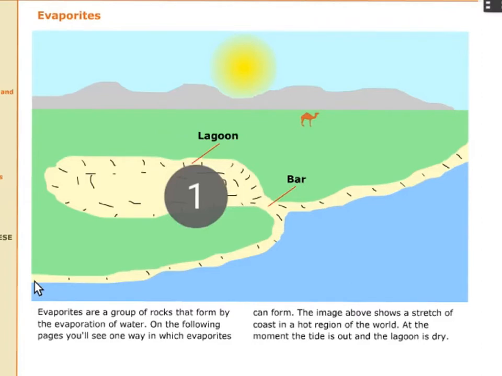Evaporites are another type of chemical sedimentary rock. And this one's not formed from living organisms. So this is formed from groups of rocks that form from the evaporation of water. So remember, what's in the water? The dissolved minerals that we can't see. So let's watch this animation.